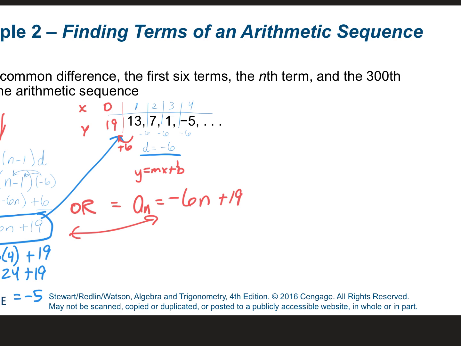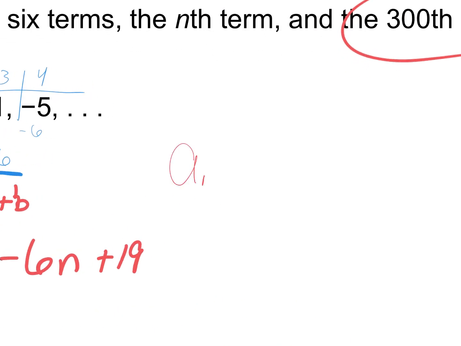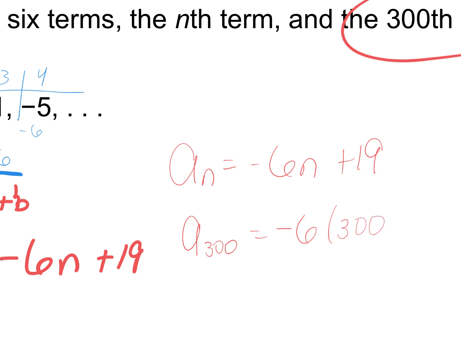Now, if you're asked to find the 300th term, what you're asked to do is take the rule that you wrote, a sub n equals negative 6n plus 19, and find the 300th. So I'm going to plug in 300 for the letter n. So I have negative 6 times 300 plus 19. This is very helpful, guys, so you don't have to start from the first term and keep subtracting 6 each time, 300 times, to get to the 300th term.